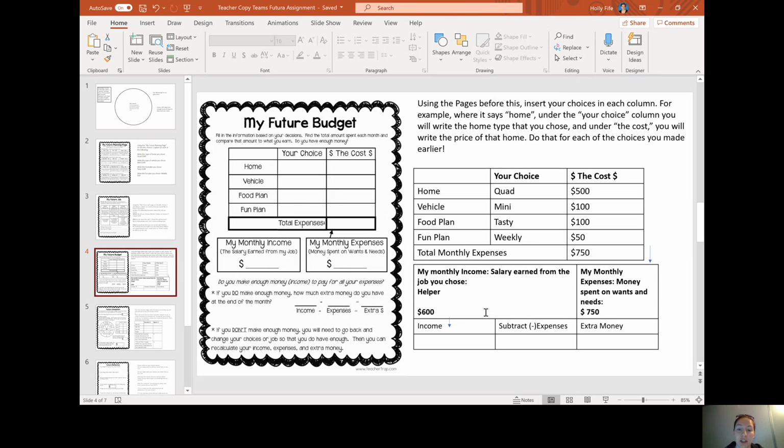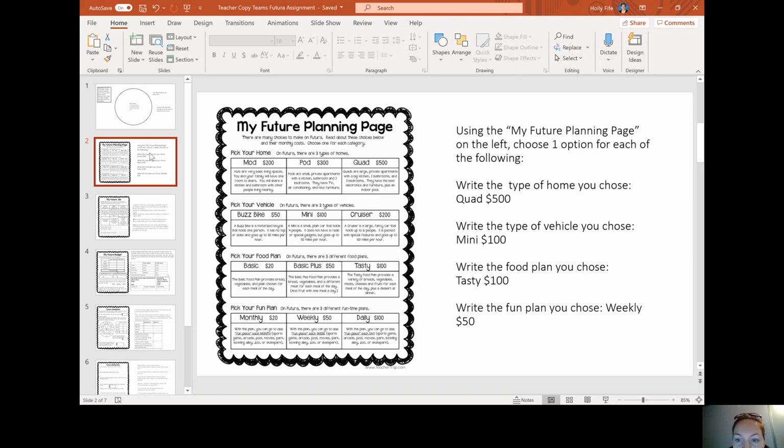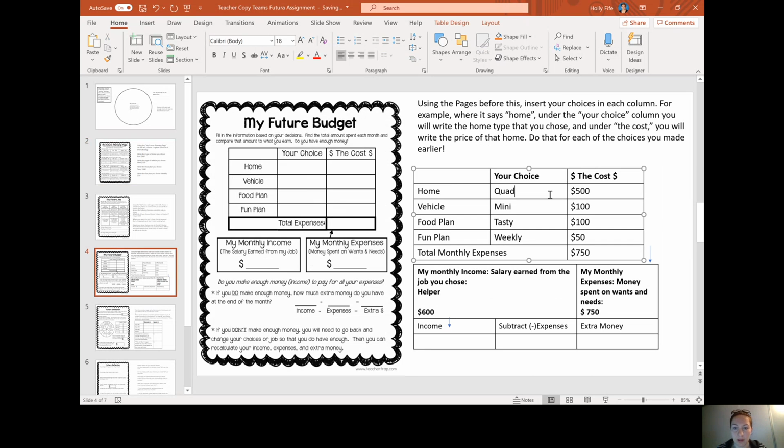And I know for a fact I'm not super creative, so I think I'm going to change my home instead of being quad. I'm going to go back here and I'm going to change it to the pod. I believe that should help me make a better choice. So I'm going to go pod, and that one was only 300. So as you see, as I'm changing things, I have to go back and make sure I fix each thing. So now I have 300 plus 100 is 400. 400 plus 100 more is 500. 500 plus 50 is 550.